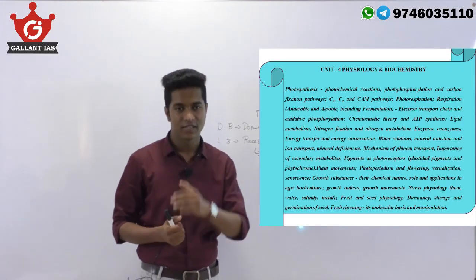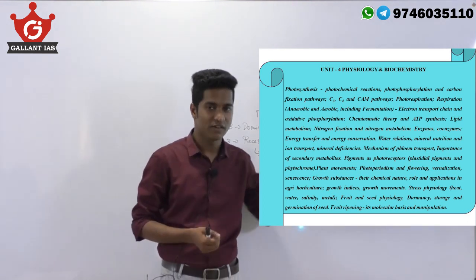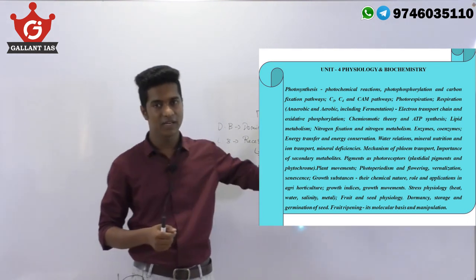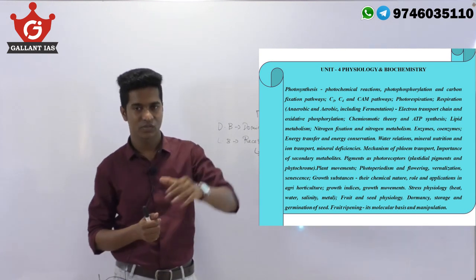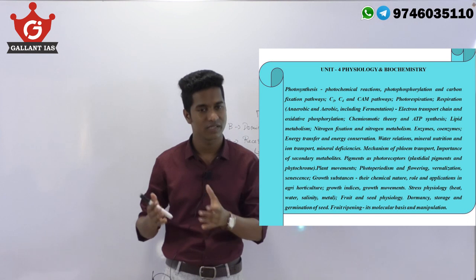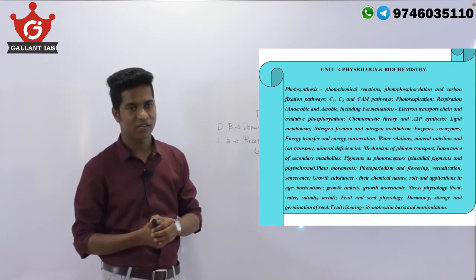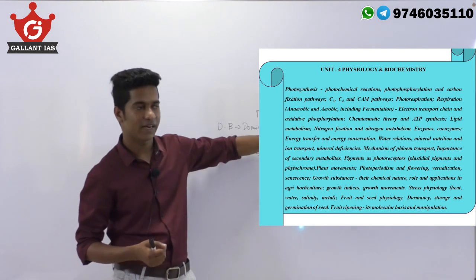And the fourth unit is physiology and biochemistry. This is the largest unit of paper 2. Mainly we are discussing the photosynthesis process here, and later the respiration process, that means aerobic respiration, anaerobic respiration and fermentation, and later the stress physiologies of plants and the growth and development of plants.